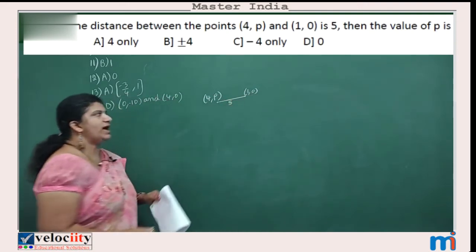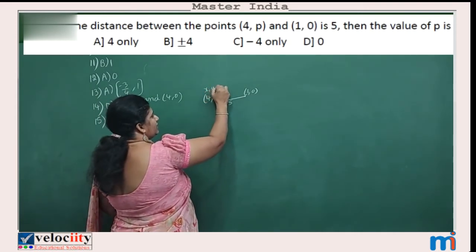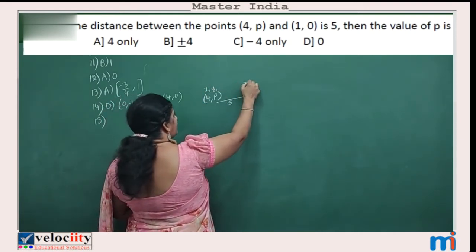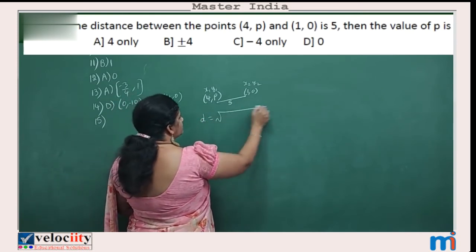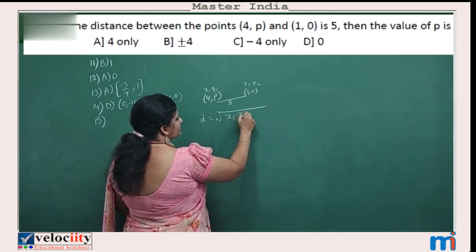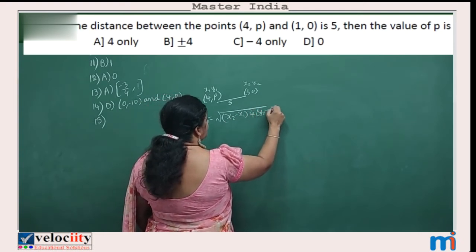Okay. 15th one, if the distance between the points 4 comma P and 1 comma 0, distance is 5. Then the value of P. What is distance formula? Let me mark this x1, y1, x2, y2. Distance D is equal to square root of x2 minus x1 whole square plus y2 minus y1 whole square.